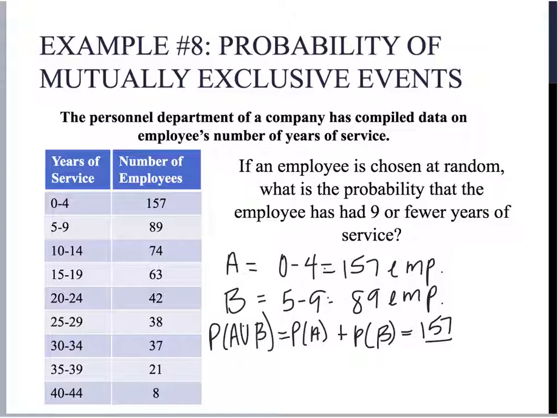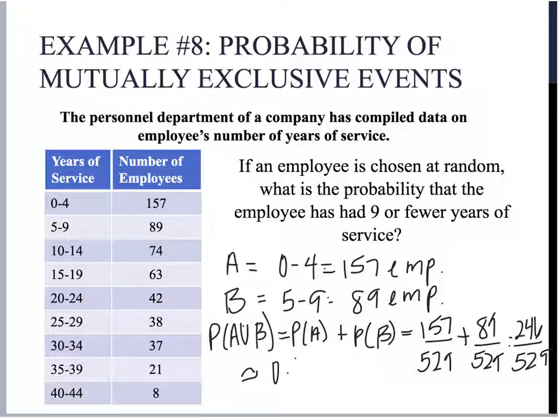So it's 157 out of 529 plus 89 out of 529 would give me 246 out of 529. And if we divide that out, that is about 0.465. So again, it's very close to about a 47% chance of, at random, selecting an employee that has had 9 or fewer years of service.